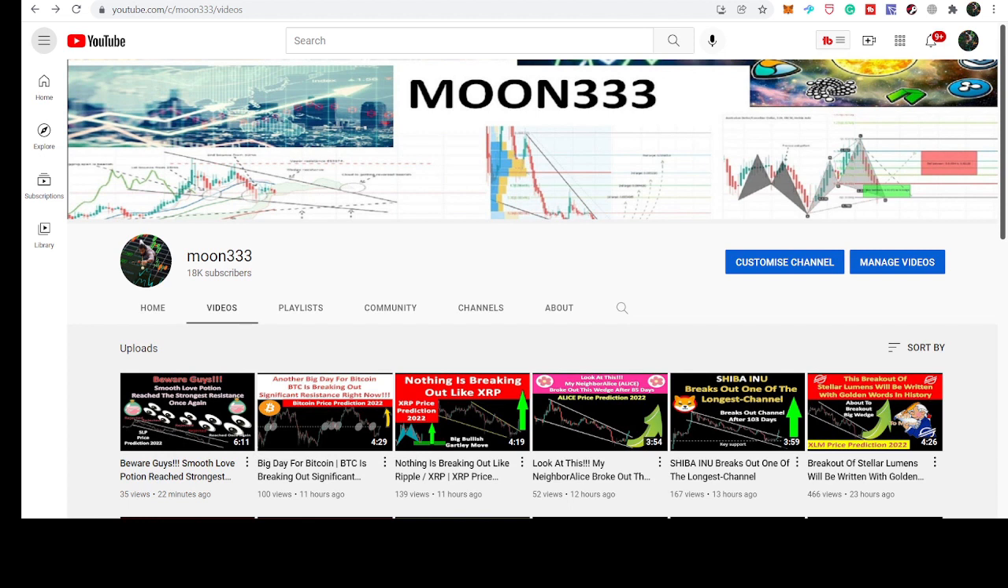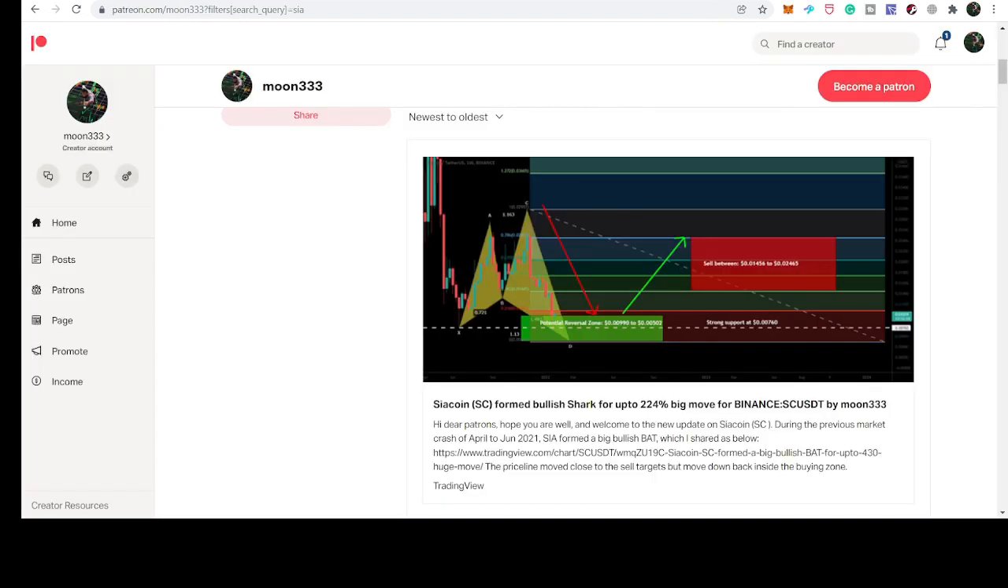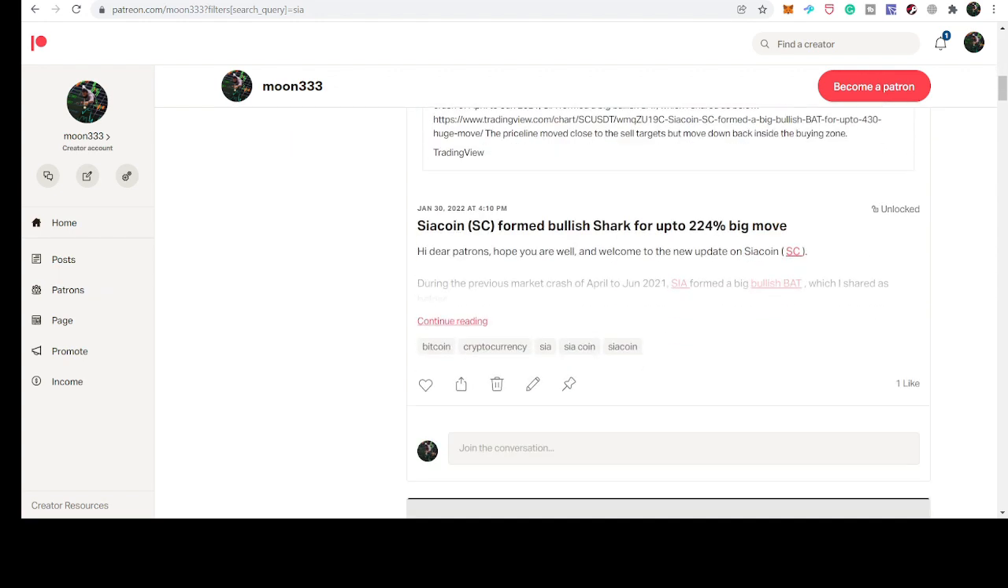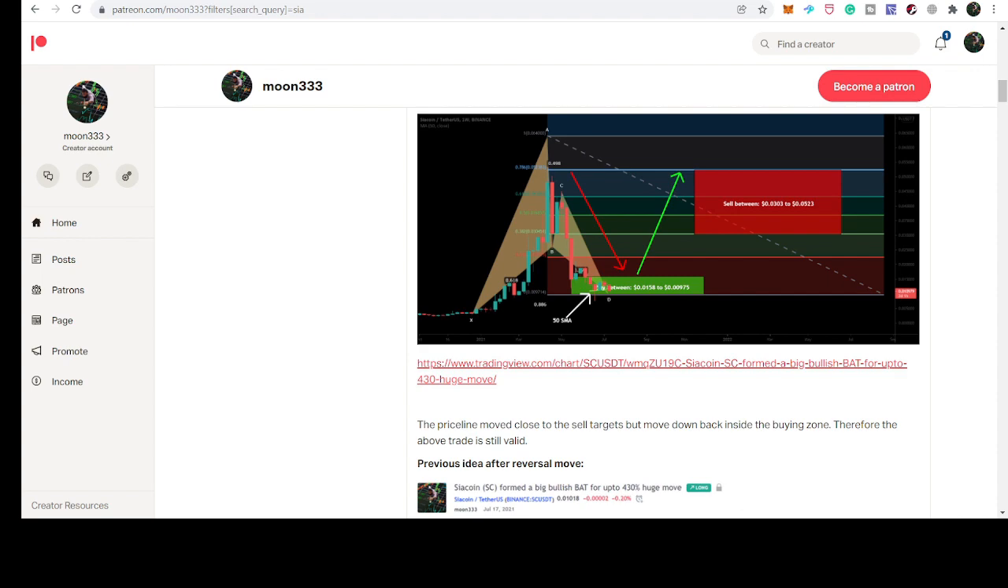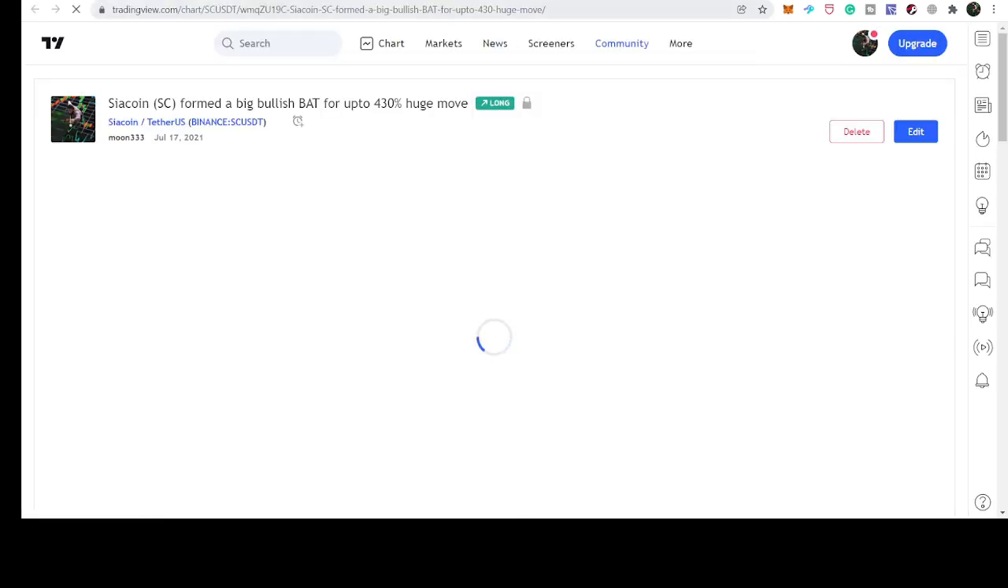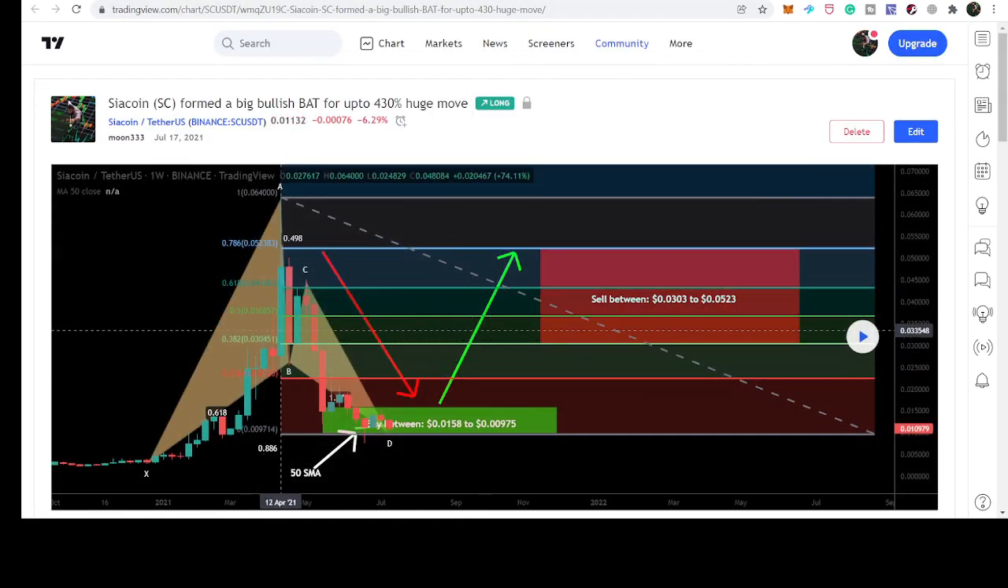When we had the previous drop from April to July 2021, Sia formed a very nice harmonic bullish reversal pattern. This time, after the current drop, the price line has also completed another harmonic bullish reversal pattern. This time, it has completed this harmonic bullish reversal shark move, and before that, it completed this harmonic bullish reversal bat move that I shared for my members at the Patreon in the month of July. And let me show you first this chart, then I'll take you to the current chart to share the next targets about Siacoin with you.